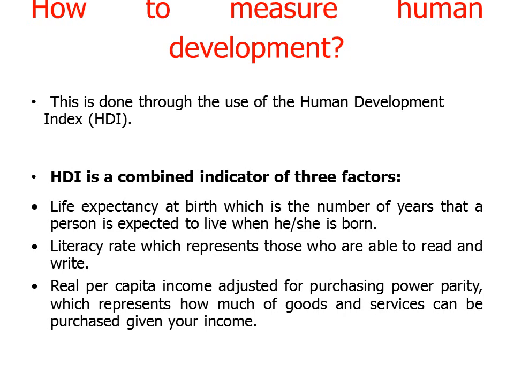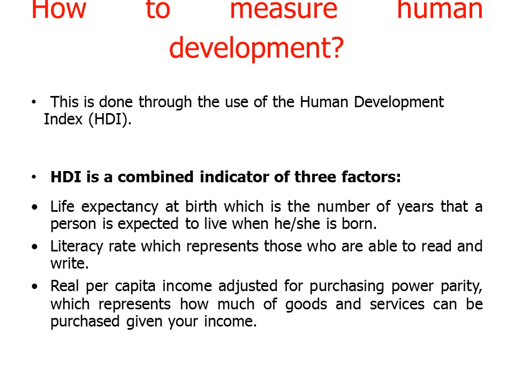How do we measure human development? We measure human development through the Human Development Index, HDI. HDI is a combined indicator of three factors. First, life expectancy at birth, which is the number of years that a person is expected to live when he or she is born. Second, literacy rate, which represents those who are able to read and write. Third, real per capita income adjusted for PPP, purchasing power parity.